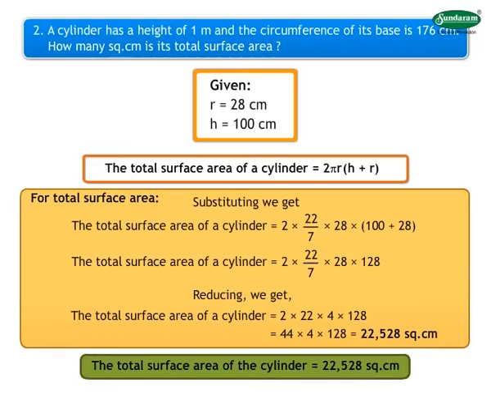We shall now consider a sum in which we have to find the height when the total surface area along with the radius of the cylinder is given.